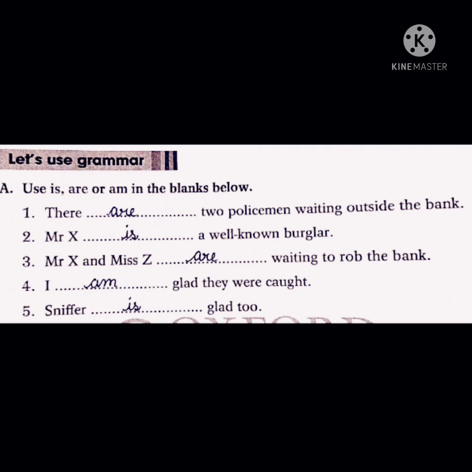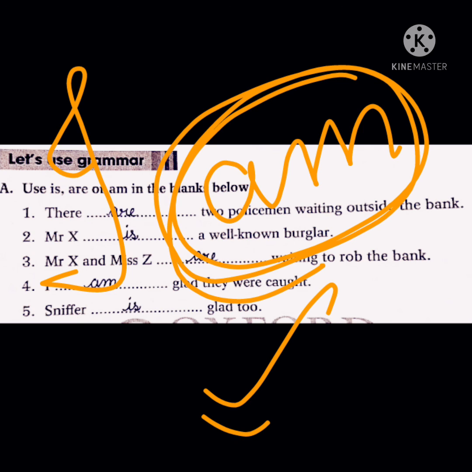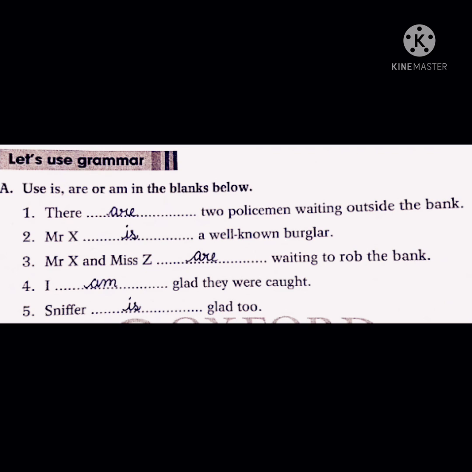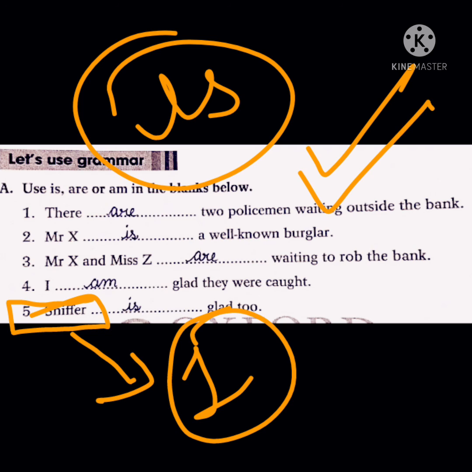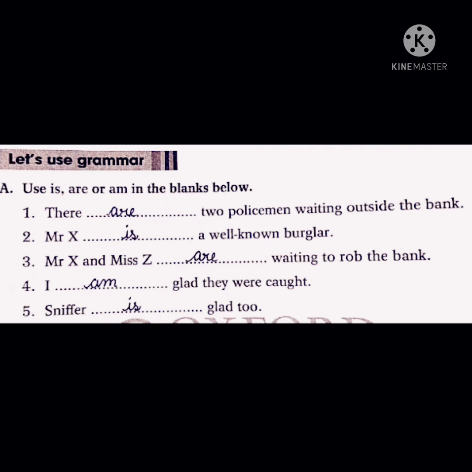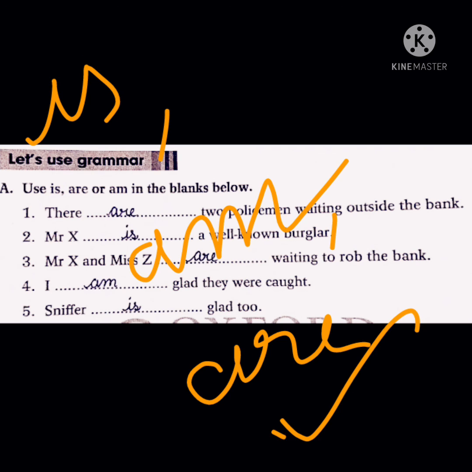Next, I dash glad they were caught. So as I have already told you, we should use am with I only. Okay, so the sentence will be I am glad they were caught. The last one, sniffer dash glad too. So sniffer is talking about one person. Okay, so we have to use is here. So sniffer is glad too. So children, here we have completed this exercise. I hope you understand the usage of is, am, are well. Okay.